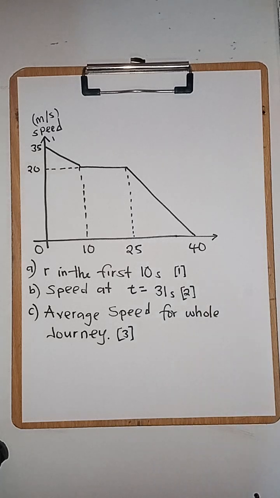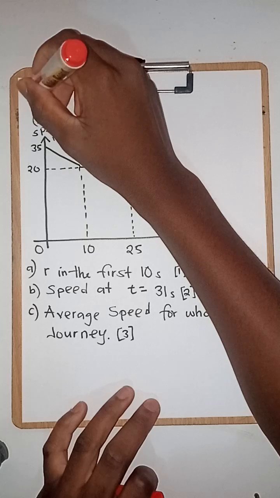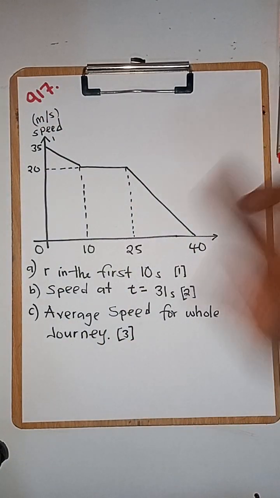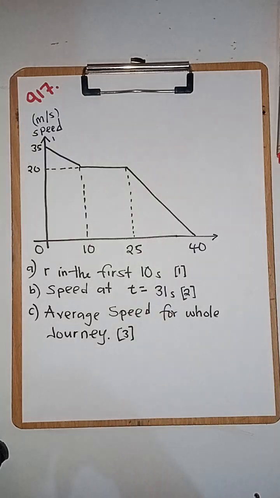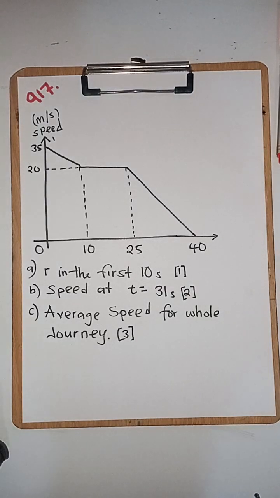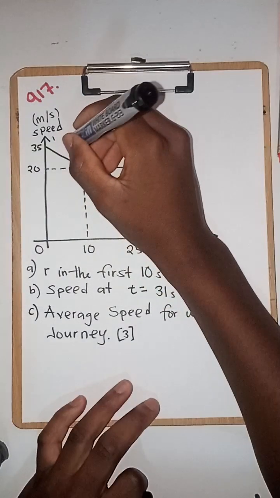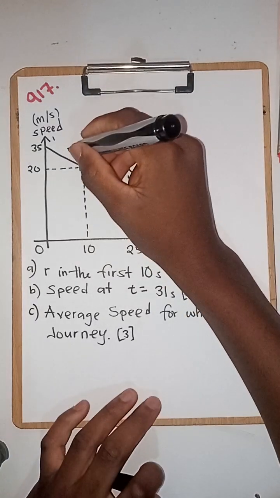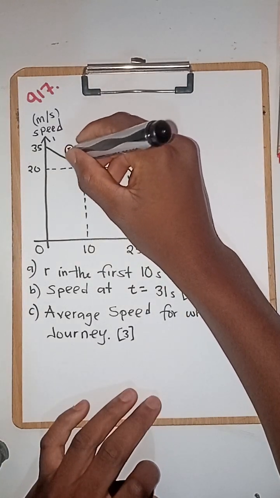So this was actually question 17, the last one in our test 3. Okay, question 17. Now, we have this diagram here, a speed time graph. The first question is very much easy because it's saying we need to find R in the first 10 seconds. So R is the decrease in speed, the rate of decrease in speed. Okay, now look at this. This is what we need.